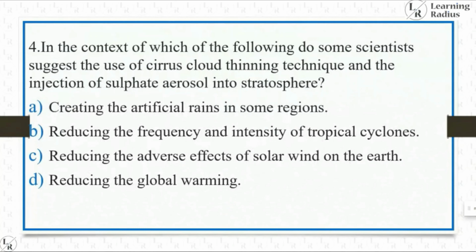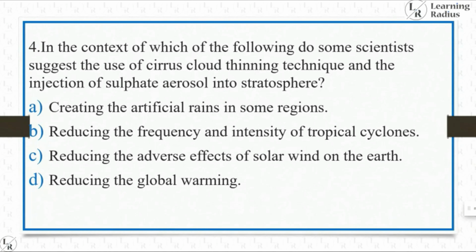In the context of which of the following do some scientists suggest the use of cirrus cloud thinning technique and the injection of sulfate aerosol into stratosphere? Creating the artificial rain in some regions, reducing the frequency and intensity of tropical cyclones, reducing the adverse effect of solar wind on the earth, reducing the global warming?